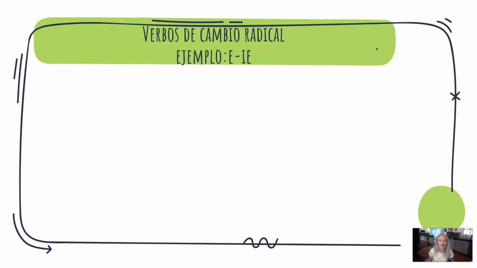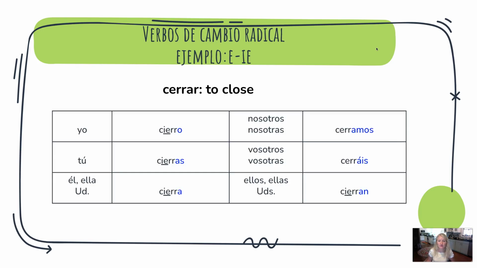I'm going to give you your first example of a stem changing verb, and this is an E to IE verb, okay, where E changes to IE. The example I'm going to start with is cerrar. That might be a new infinitive to you. We have not talked about it this semester. Cerrar means to close, and this is what it looks like when we conjugate it in the present tense.